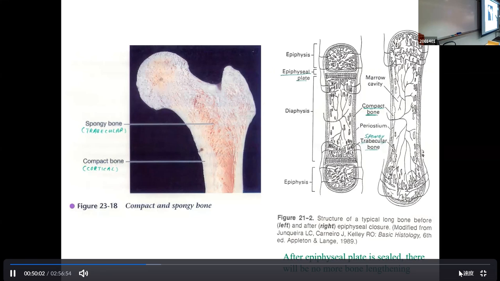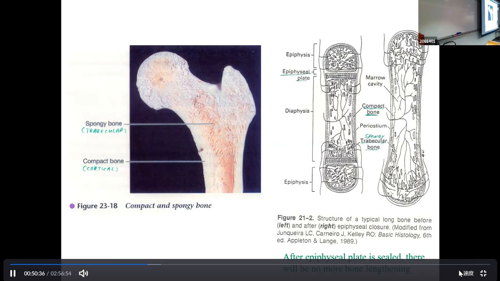So babies, toddlers, children, teenagers have longitudinal growth in terms of the bone, and getting taller and taller is more or less due to the activity here. After puberty, the epiphyseal plate will close, will seal off, and you will not gain height or bone length further.